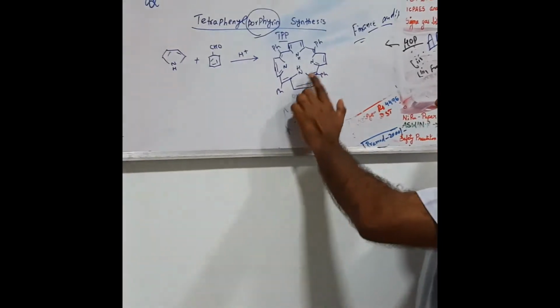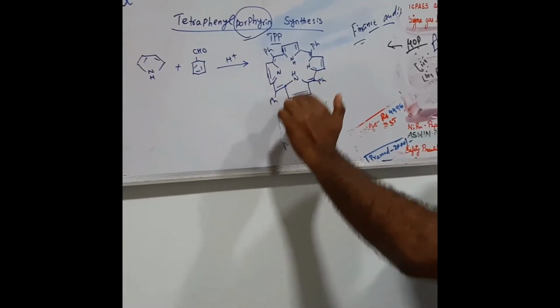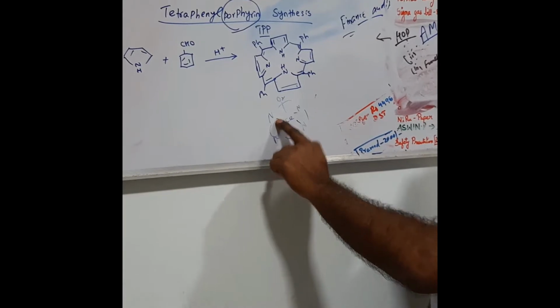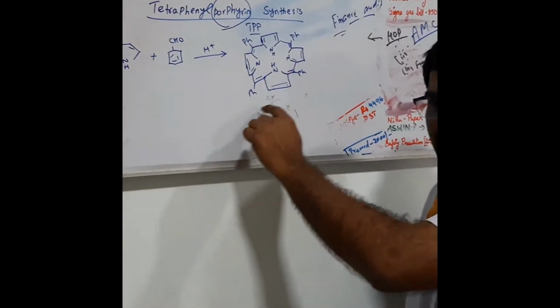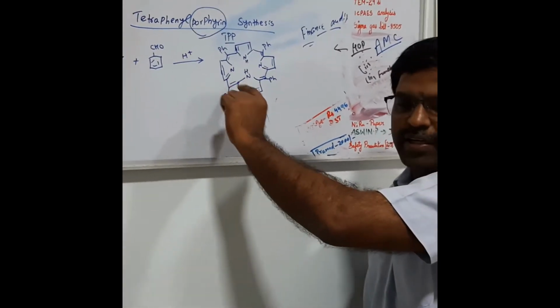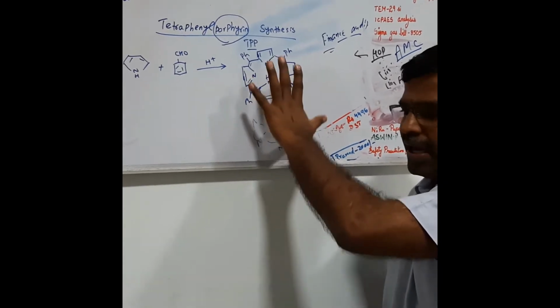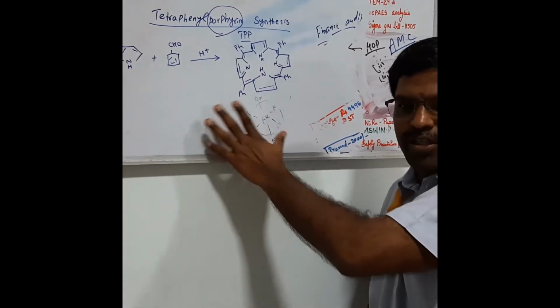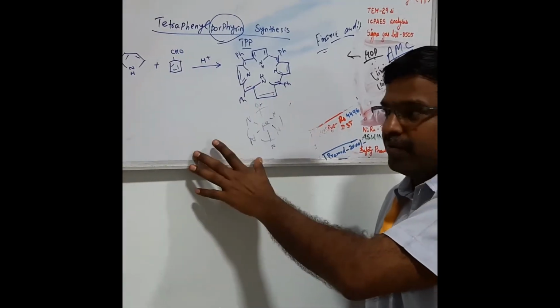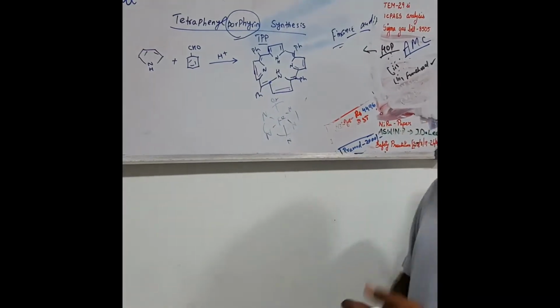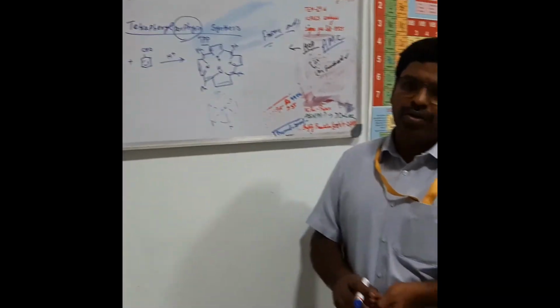Then, after preparing the TPP ligand, we will treat it with a metal, maybe in the next week. We will treat it with some metal salt, and we can get metallo macromolecules, that is, we can prepare metallo tetraphenyl porphyrin. That also we will demonstrate in the lab, and you have to interpret it with the help of IR and NMR.